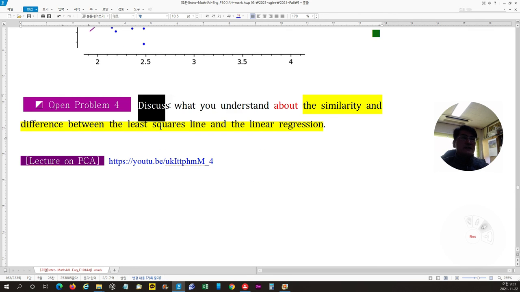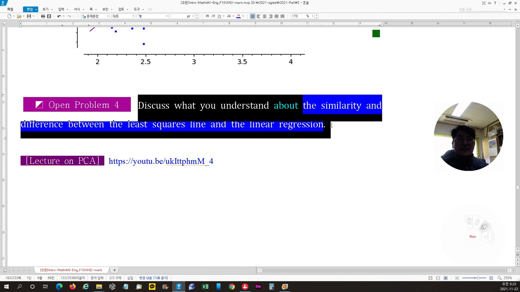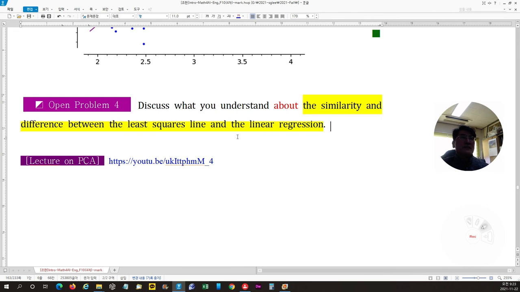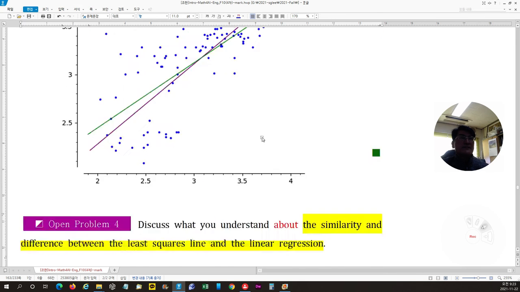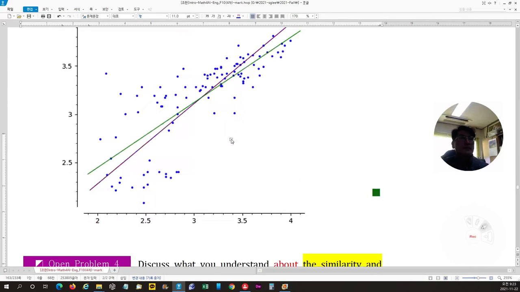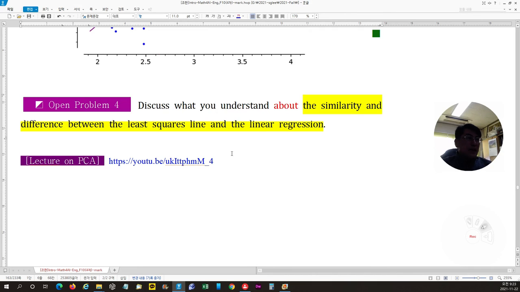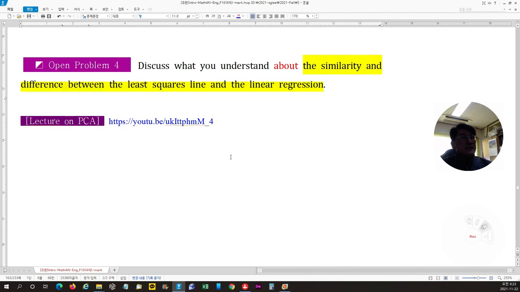Discuss what you understand about the similarity and difference between the least square line and linear regression. That information will help you understand more about principal component analysis.